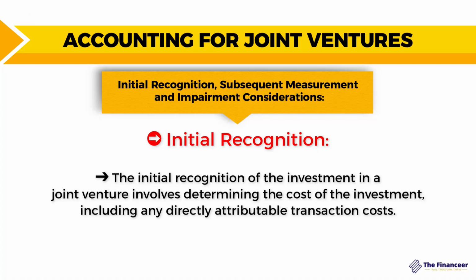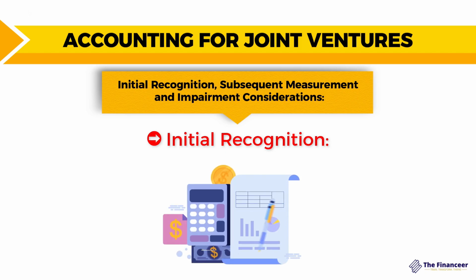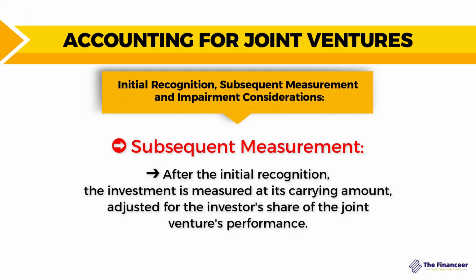So let's review. Initial recognition of the investment in a joint venture involves determining the cost of the investment, including any directly attributable transaction costs. For example, if a company incurs legal fees and other costs directly related to acquiring a joint venture interest, these costs are included as part of the initial cost of the investment. Then subsequently, after the initial recognition, the investment is measured at its carrying amount, adjusted for the investor's share of the joint venture's performance. So if the joint venture reports a loss, the investor reduces the investment's carrying amount by its share of the loss.